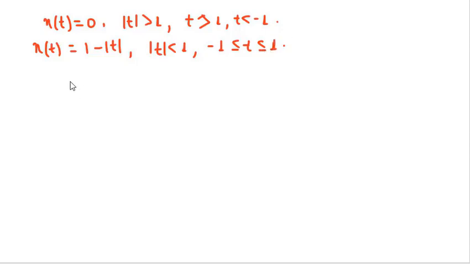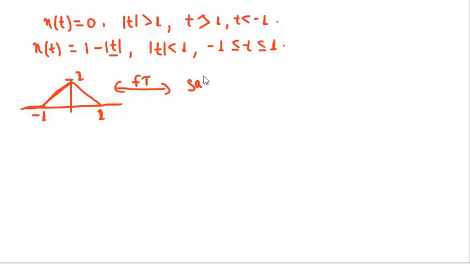So when you plot this x of t, then for t less than minus 1 the function value is 0, and from minus 1 to 0 this is 1 plus t, because mod of t will be minus t. The graph for 1 plus t will be a ramping function with positive slope, and from 0 to 1 it is 1 minus t. So you can plot this x of t as a triangular function which has amplitude of 1.